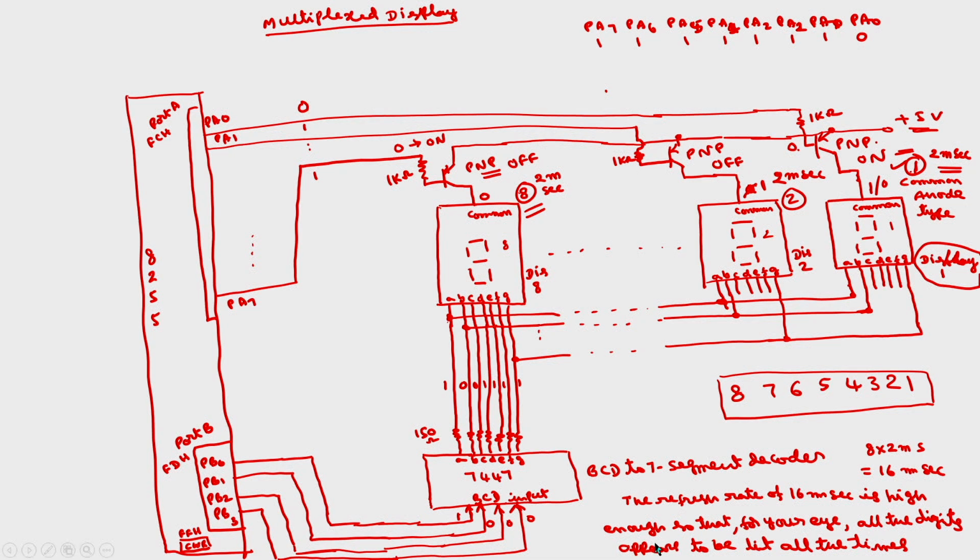This is the logic behind the multiplexed display. At any time we are selecting only one display, but the refresh rate is so fast, 16 milliseconds, which means about 40 times a second we refresh, that our eye cannot interpret the change. For our eye it seems all the displays are lit all the times. This is the idea behind the multiplexed display.